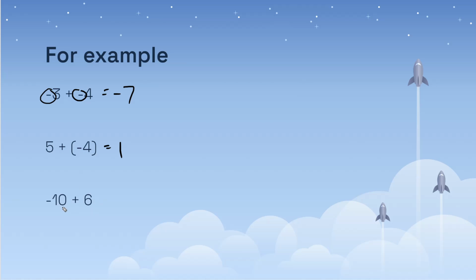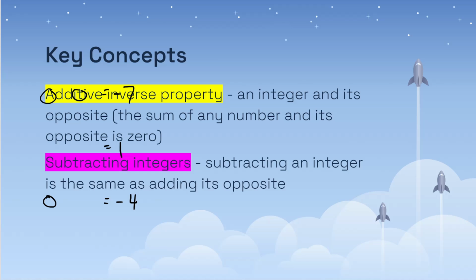Here, again, we have 2 different signs. The easy way of doing it is 10 minus 6. That's 4. And which one wins? The 10 has the bigger absolute value. So the answer is -4. The additive inverse property: an integer and its opposite, the sum of any number and its opposite is 0. So if you have any 2 opposites and you add them together, then the answer is 0.